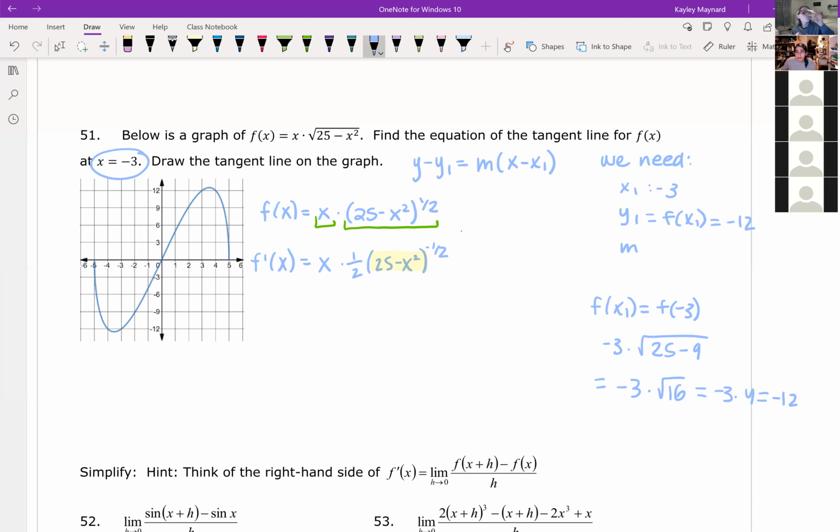Is it just negative 2x? Yep, perfect. So multiply it by negative 2x. And then the next step in the product rule is to take the derivative of the first function and leave the second function alone. So we add to it and we take the derivative of x, which is just 1, and then we multiply it by 25 minus x squared to the 1/2 power.